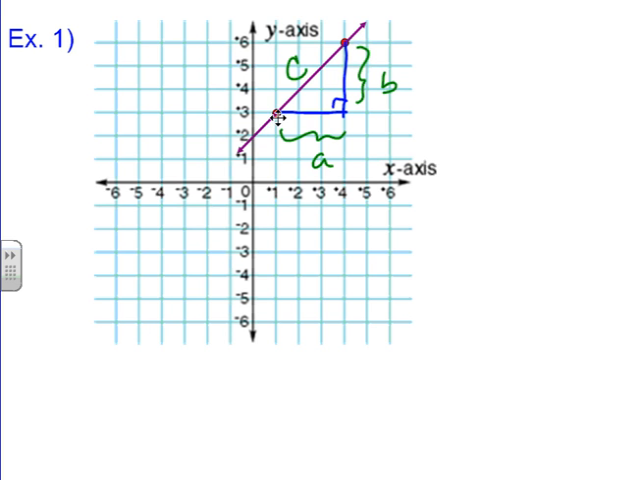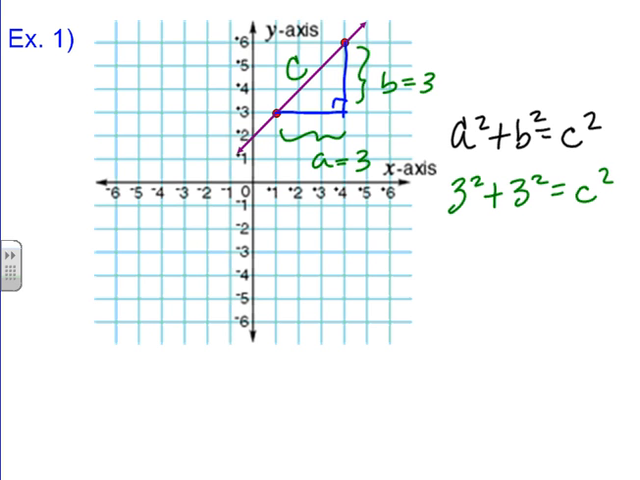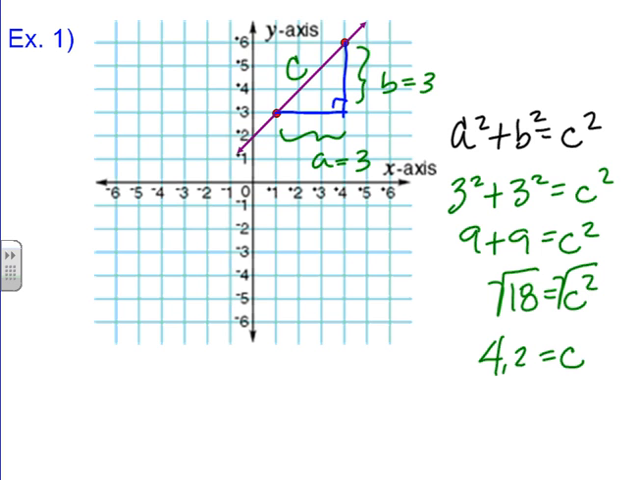We can see that A is a measurement of 3 squares and B is also a measurement of 3 squares. So we're going to use the Pythagorean theorem, which is a squared plus b squared equals c squared. We're going to plug it in and evaluate for C. So we'll have 3 squared plus 3 squared equals c squared. 9 plus 9 equals c squared. And then we have that 18 equals c squared. When we take the square root of 18, we'll find that it works out to be approximately 4.24.